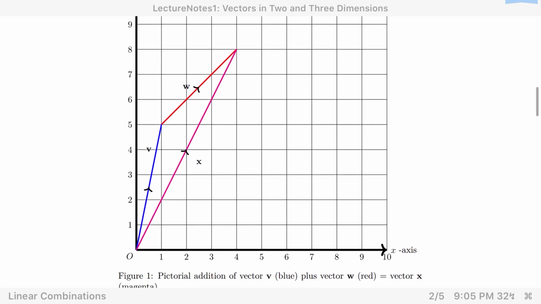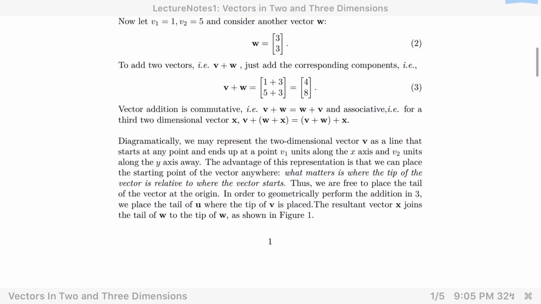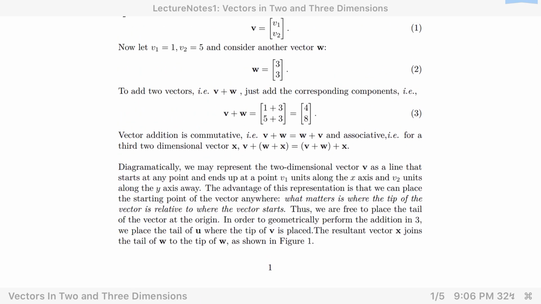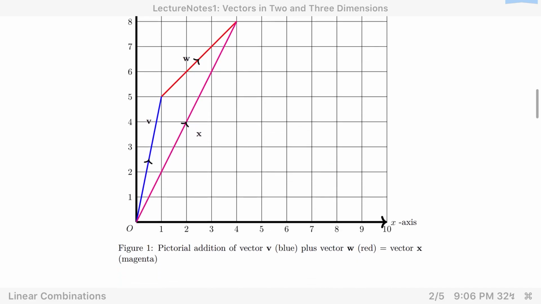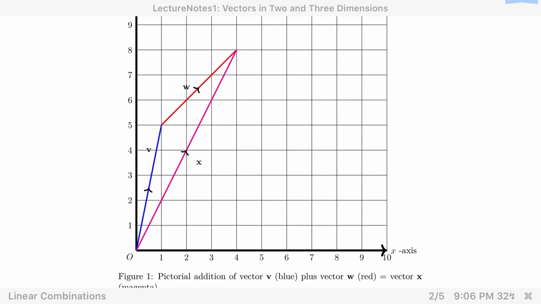Now notice that the vector x has the components 4 and 8. And this is exactly what we expect, right? Exactly what we expect from our addition, equation 3. Now you could have just as easily done w plus v. You could have started w from the origin and placed the tail of v on the tip of w and gotten the same x.